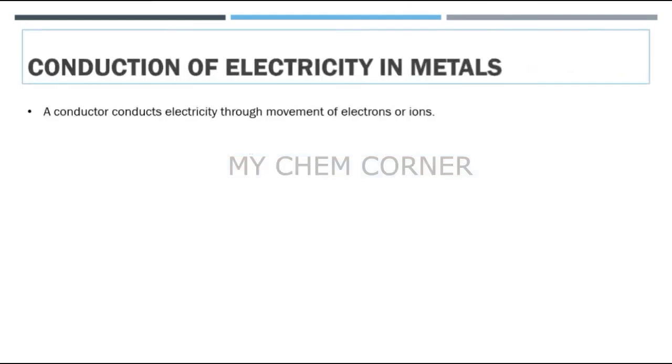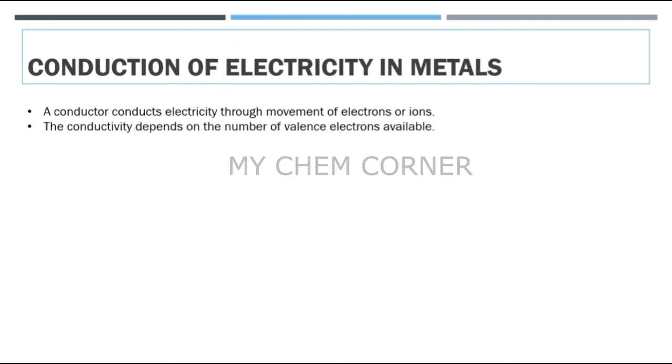So here, when we're looking at conduction of electricity, we're going to talk about conduction of electricity in a metal, right? So here the conductor conducts electricity through movement of electrons or ions. We all know the classic characteristic feature of a metal is that it can give away electrons. Those electrons are the ones that are responsible for conduction of electricity.